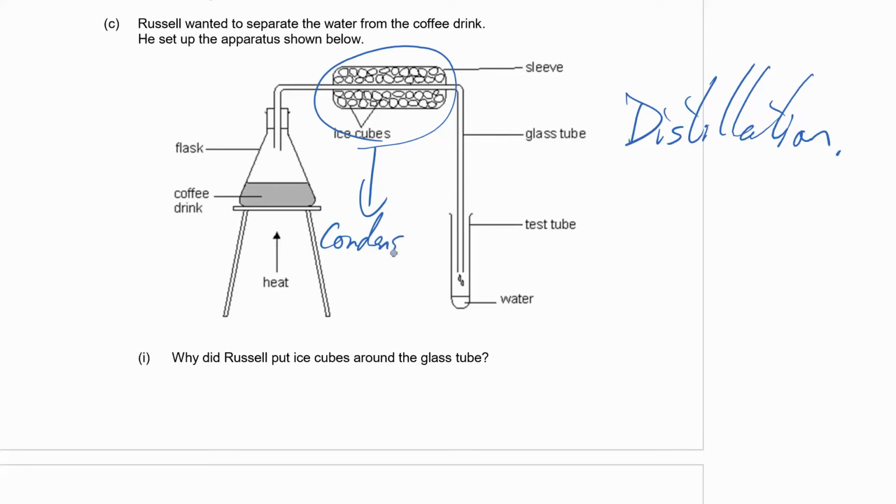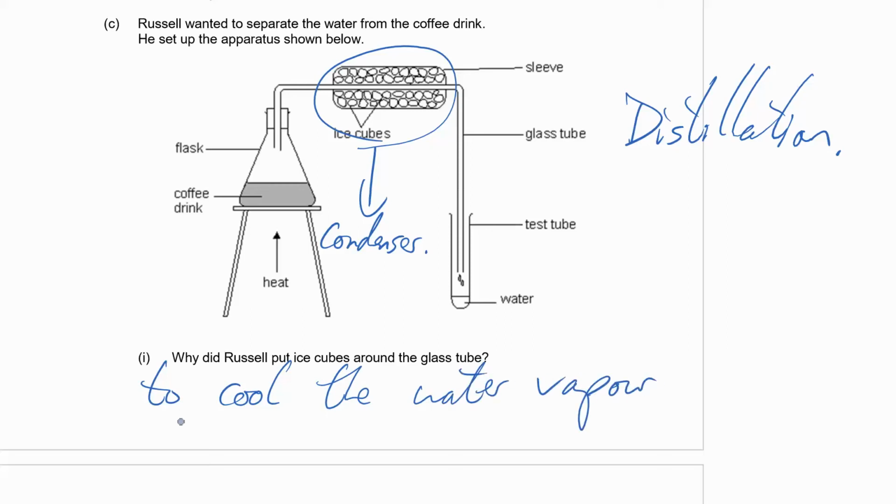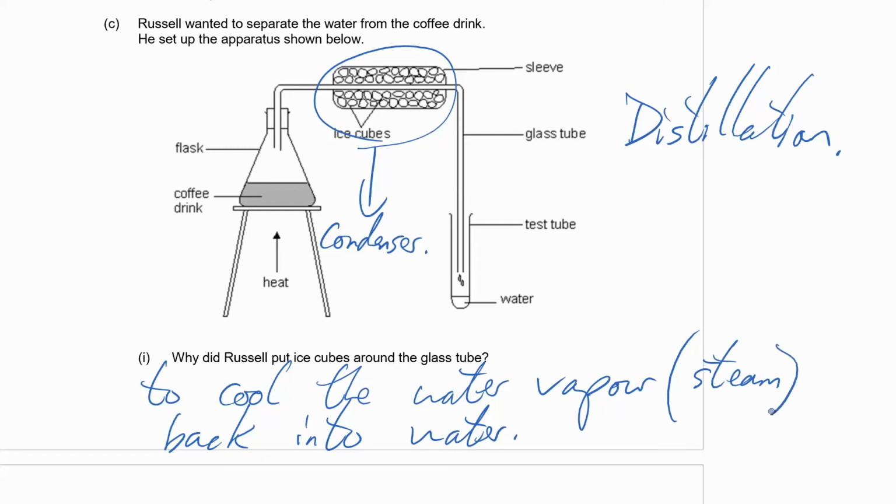And so the next question is asking, why did Russell put ice cubes around the glass tube? And it is essentially to cool the water vapor back into water. Or instead of water vapor, you could have put the word steam. So to cool the steam back into water. So it is a gas as it's leaving here.